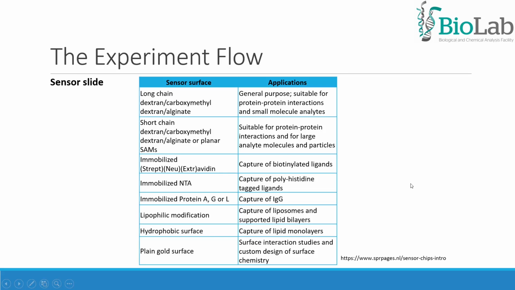For example, long-chain dextran coatings are appropriate for small molecule analytes. Short-chain dextran coatings are more appropriate for large analytes. You can also study biotinylated ligands with a sensor coated with streptavidin, or use a lipophilic layer to capture liposomes and lipid bilayers, or use a plain gold surface for custom design approaches.